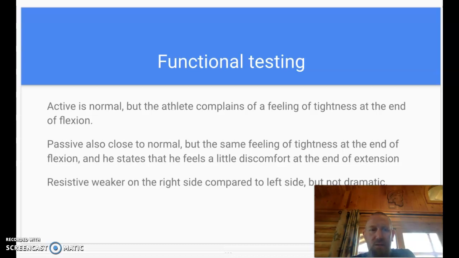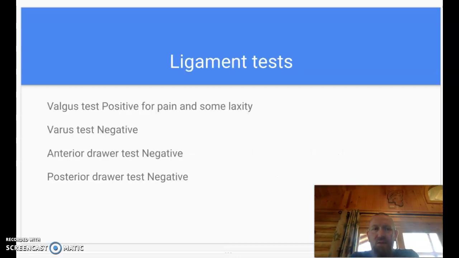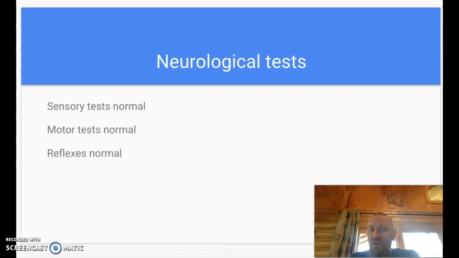Ligament tests. So the four main ligament tests of the knee are the valgus test, which tests for the MCL, varus test for the LCL, anterior drawer for the ACL, and posterior drawer for the PCL. The only one that is positive is the valgus test, and there's pain and a little bit of laxity. Neurologic is all normal, no sensory, motor, or reflex issues at all.